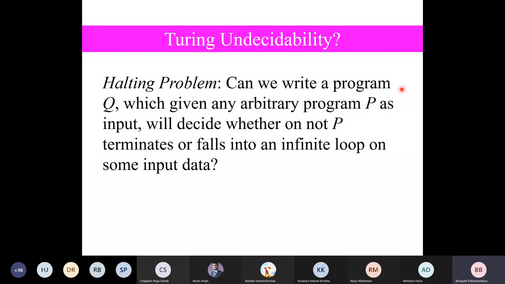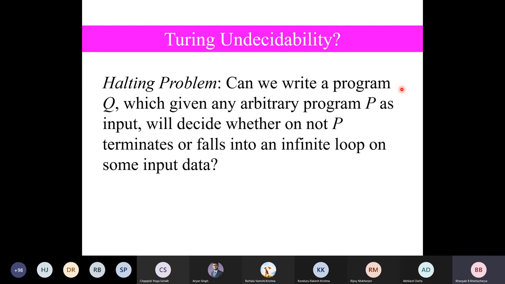The question is, can you write a program Q which, given any arbitrary program P as input, would decide whether or not P terminates or falls into an infinite loop on some input data? Now, observe that given a particular program P, whether or not it would terminate, you can decide. But here the question is of generality, for any arbitrary program. So given an arbitrary program P, which you have written, the question is whether it would terminate or would fall into an infinite loop on some data.